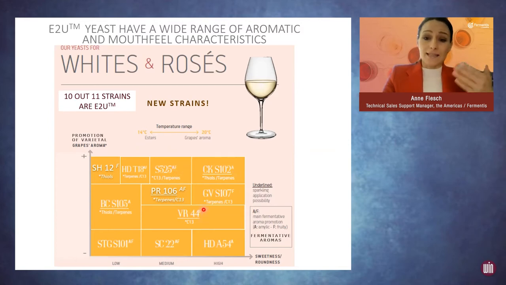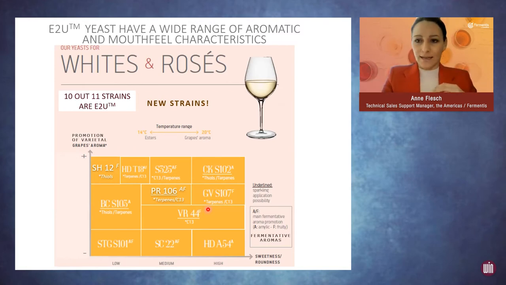If it's A, it's going to be a very strong, intense amylic profile, very strong fruitiness. And if it's F, it's going to be more toward ethyl esters, a complex fruitiness, more delicate and elegant, a little bit less intense. But really, you have choice in our portfolio, and we're happy to guide you towards the best option for your wine.